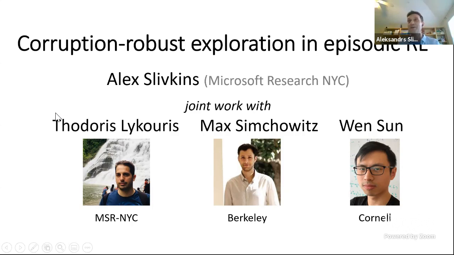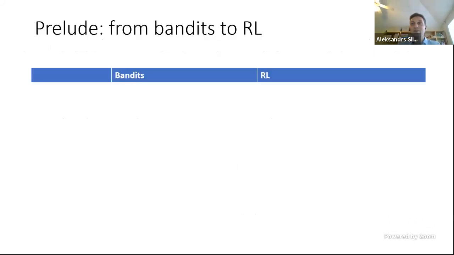Okay, thanks for having me, and thank you all for coming. So I'll be talking about corruption-robust reinforcement learning. It's been joint work with Theodoros Lykouris, Max Simchowitz, and Wen Sun. So I'll start with a sort of subjective prelude.